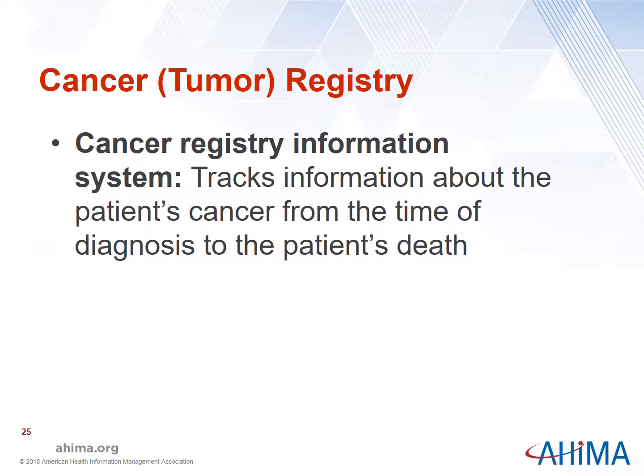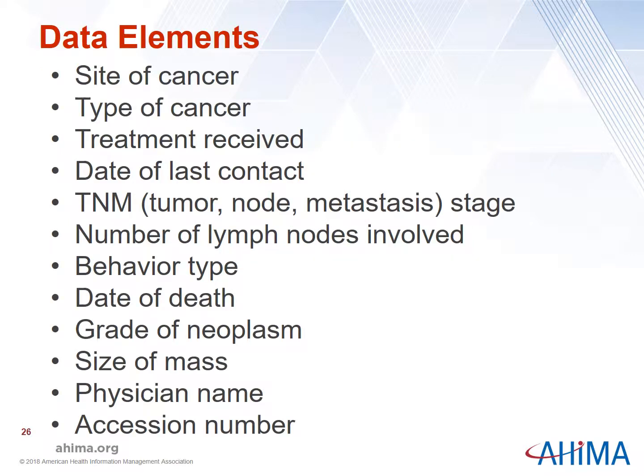The Cancer Registry Information System tracks information about the patient's cancer from the time of diagnosis to the patient's death. Some of the more common data elements unique to the Cancer Registry include site of cancer, type of cancer, treatment received, date of last contact, the TNM stage, which stands for tumor node metastasis, number of lymph nodes involved, behavior type, date of death, grade of neoplasm, size of mass, physician name, and the accession number.